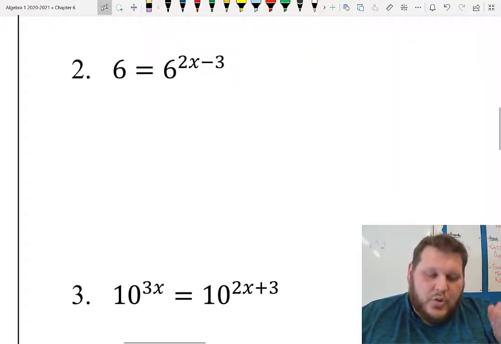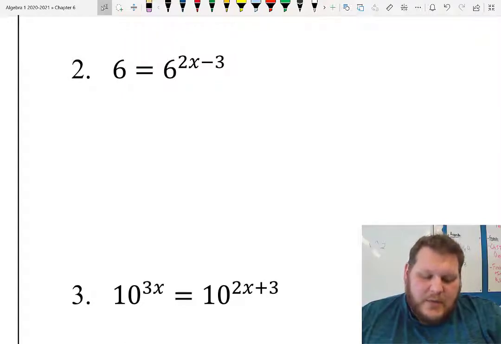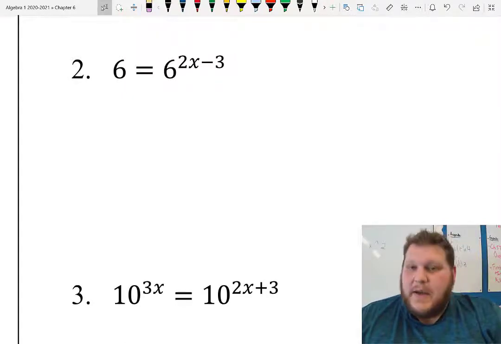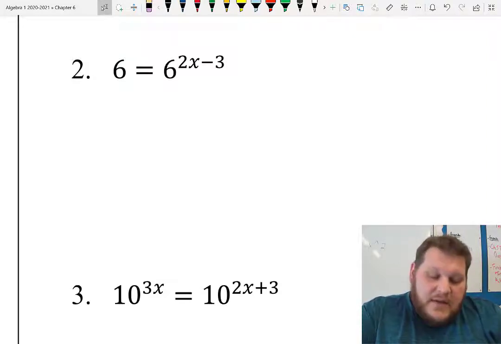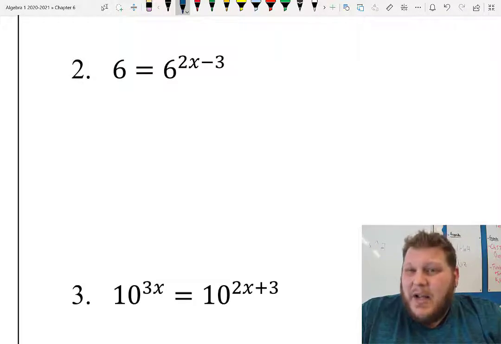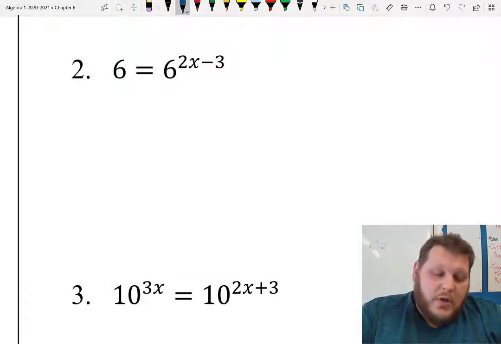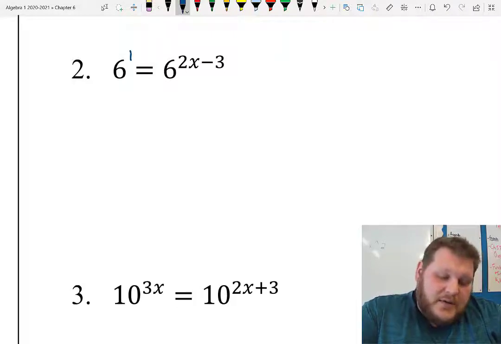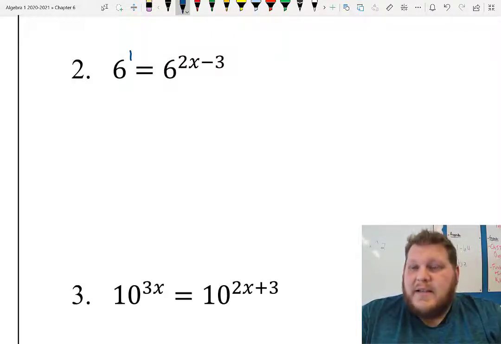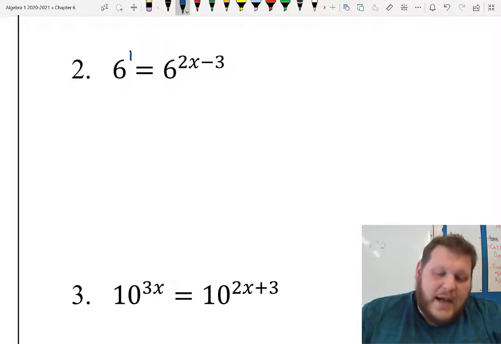All right, number 2. Number 2 has 6 equals 6 to the 2x minus 3 power. Now we definitely have base 6 on both sides, so that's good. But what's a little bit confusing on this one is I don't see an exponent on my left 6, so I'm going to have to make sure I write one in there. We should know that if you don't see an exponent, there's a little imaginary 1 there, because 6 to the first power is 6. So now I have an exponent on both sides.